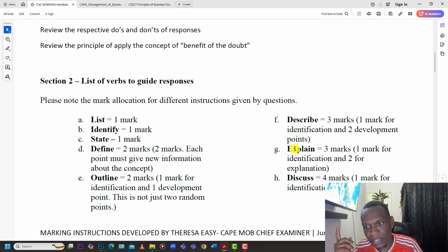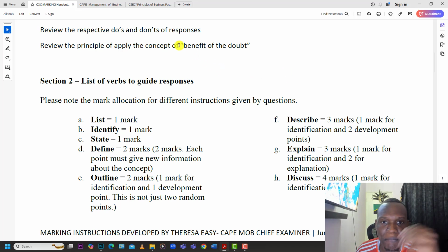Then we're going up the ladder still, describe. Describe, 3 marks. So 1 mark for identification and develop 2 points, right? So in outline, we're talking about developing 1 point. In describe, we're talking about identification, and then develop at least 2 points for that, so you can get the full marks for that question when they ask about describing.